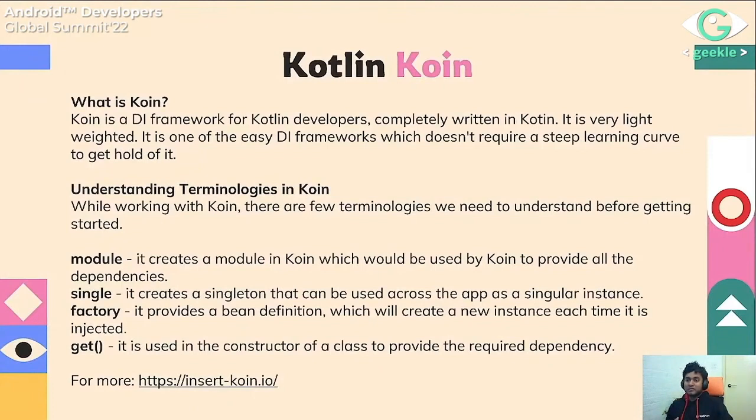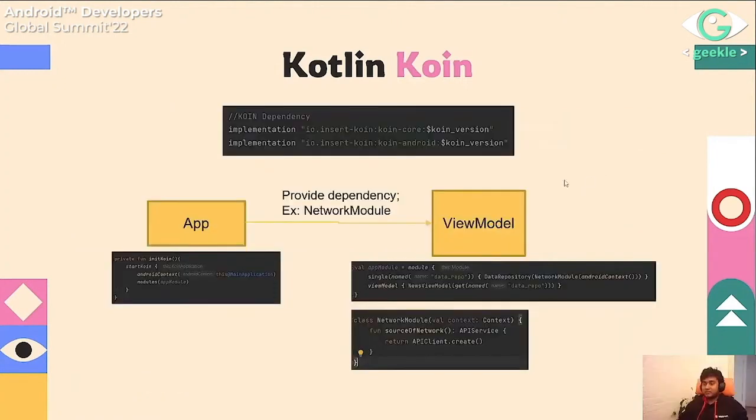And factory, it provides a bean definition which creates a new instance each time it is injected. Basically, it's the opposite of single. For example, in the car object, we need to provide the dependency of wheel using factory so that every time the car takes the dependency of wheel, it will create a new instance of wheel. Get, it is used in the constructor of a class to provide the required dependencies. Okay, now we need to know how to use Kotlin Koin in our Android project.